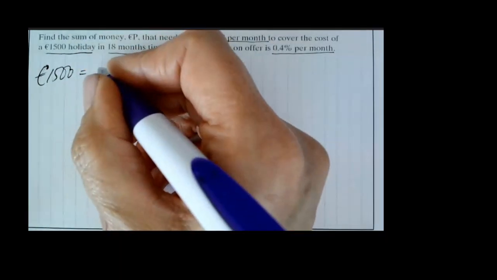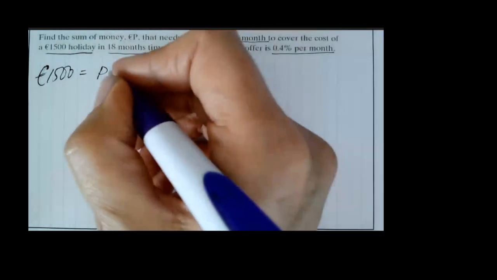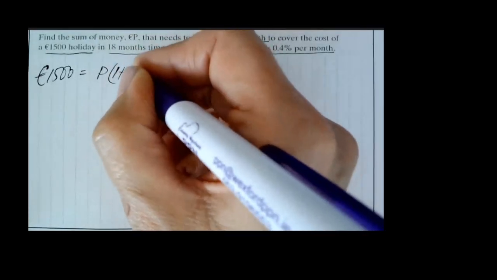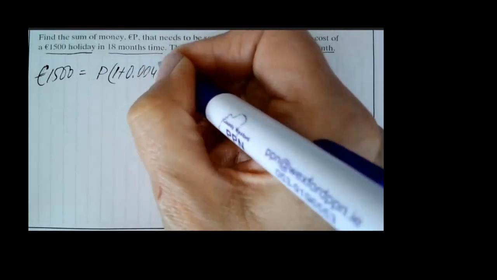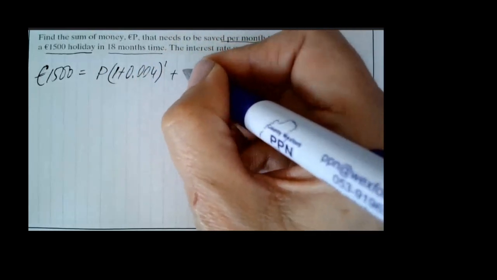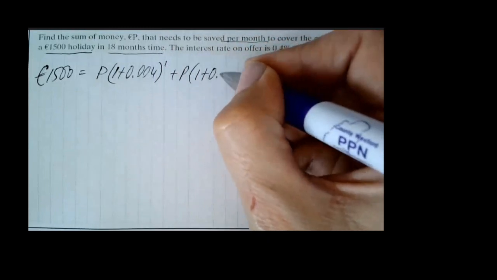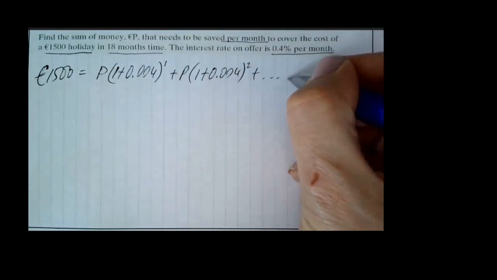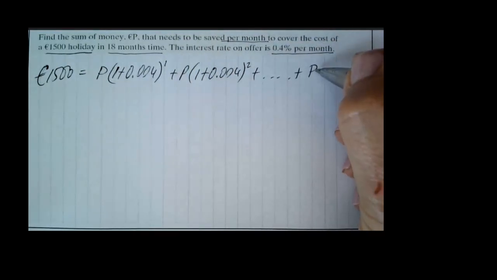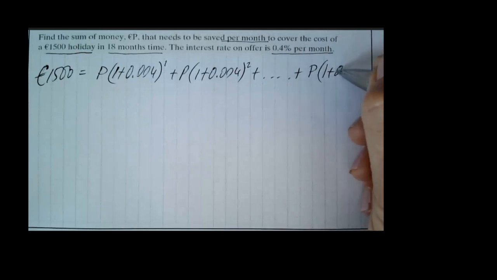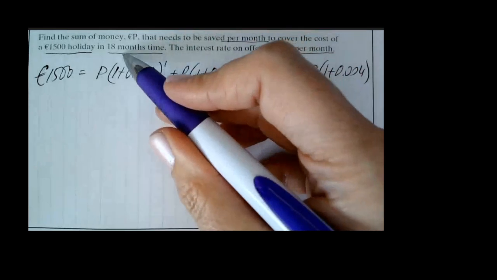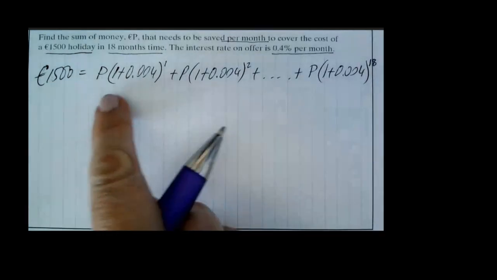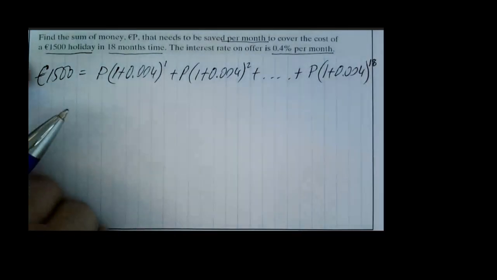So the first installment is going to be, we'll call it P. We're going to multiply, of course, and increase it by 0.4%. So it'll be 1 plus 0.004 to the power of 1. And of course, then the second last month, all the way up to the very first month, where whatever that principal amount is will have earned interest, and it would have been compounded 18 times. So to the power of 18.